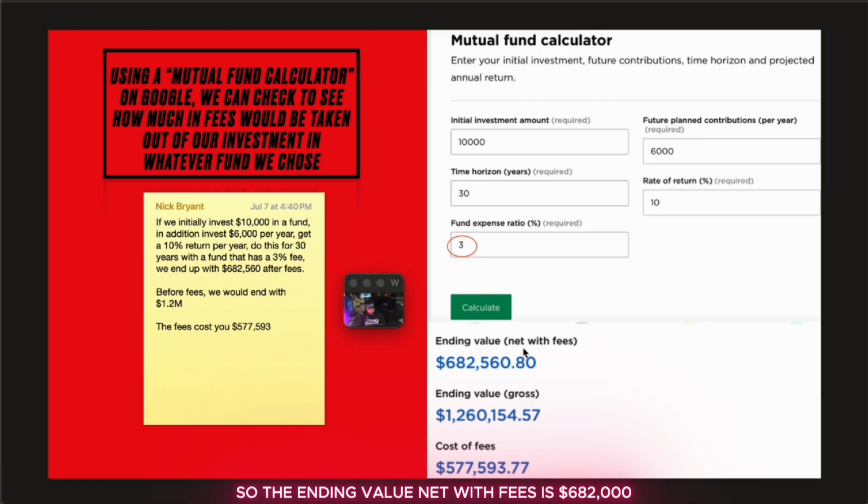So the ending value, net with fees, is $682,000. The ending value without the fees would be $1.62 million. The fees cost you $577,000. If you didn't have any fees, you would have $1.26 million instead of $577,000.